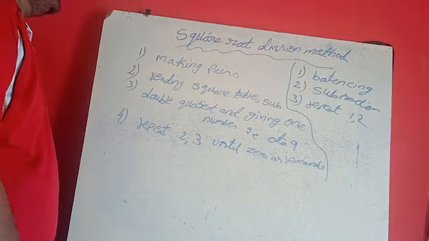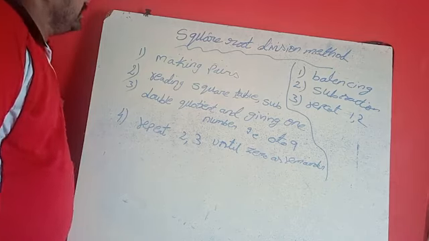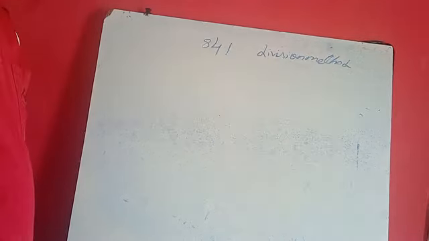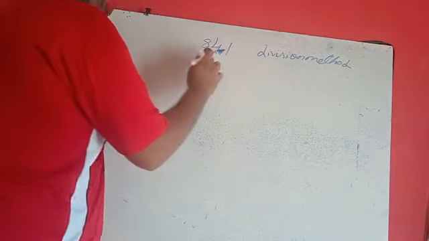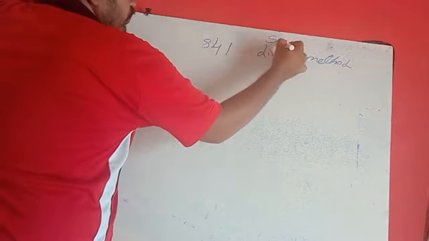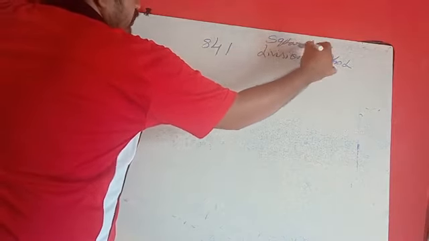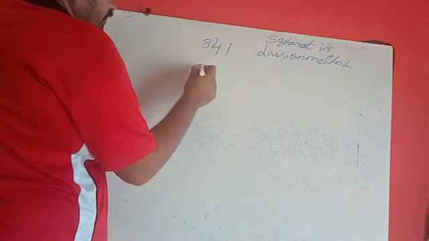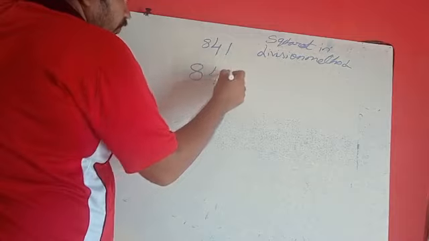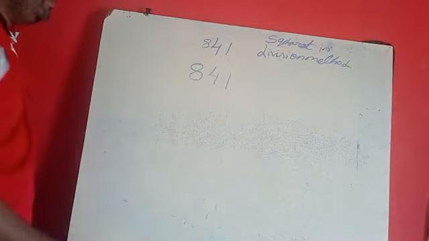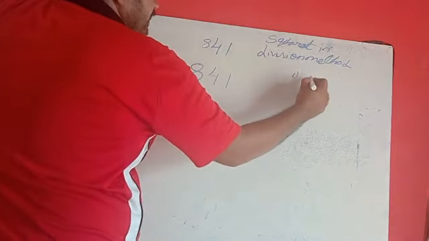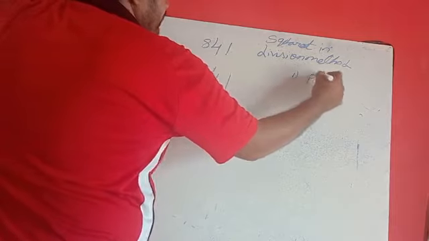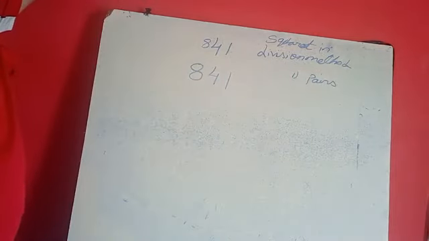Using these rules, I am doing an example sum here, just to see once. This 841, I have to find the square root in the division method. First of all we have to write 8, 4, 1. What we have to do here: the first point is pairing. First point is pairing.